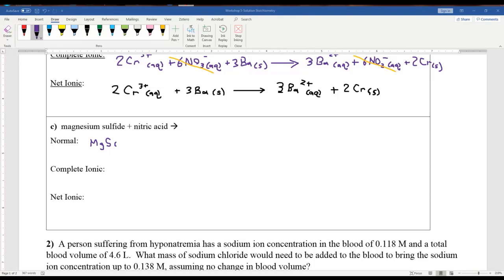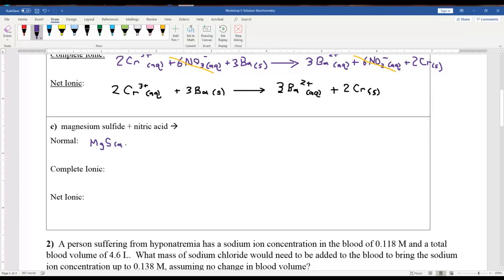Oh, you know what? It's one of those dumb ones that's slightly soluble, isn't it? Let's see here. No. So, okay. So sulfides are generally, apparently... So this is weird. This is kind of a loaded question. We're going to follow the chart and say that it's aqueous.